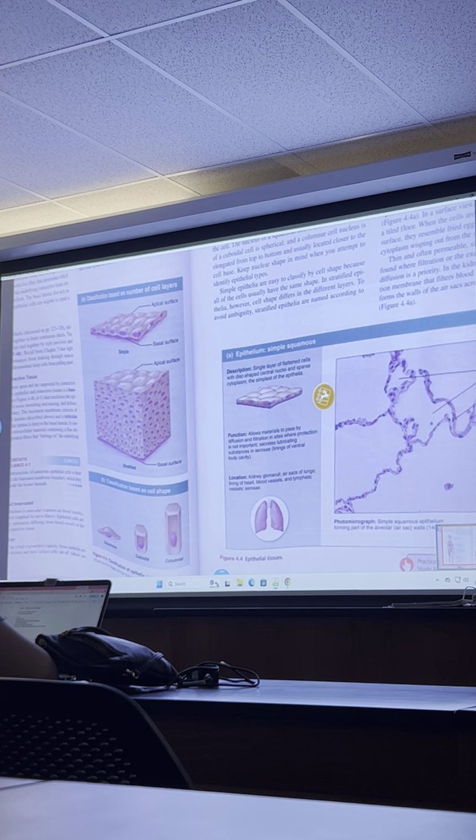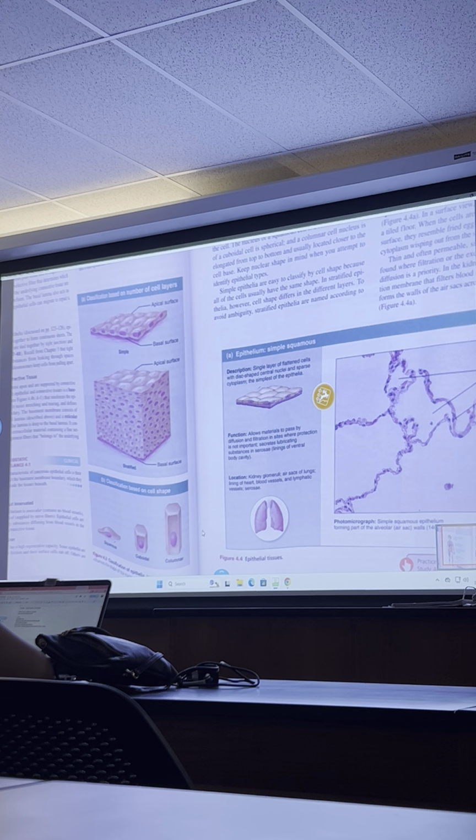This was not stratified, so this is simple epithelial layer. Is simple only if it's a single layer? If it's a single layer, yeah. If it's multiple layers, it's stratified. Usually multiple layers too, okay?